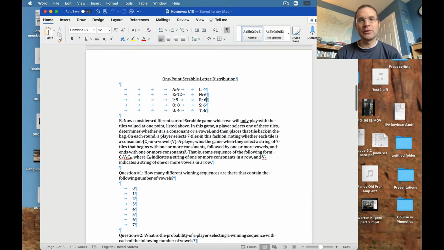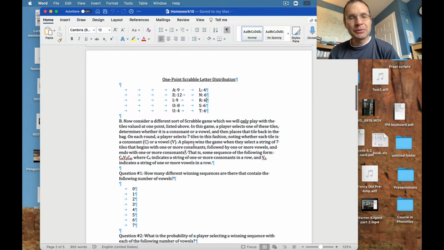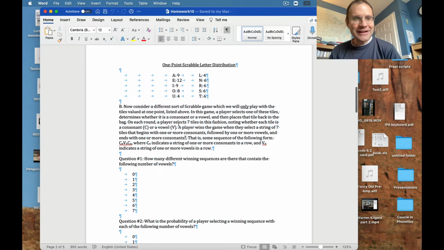In this game, a player will select one of these tiles, determine whether it is a consonant or a vowel, and then place the tile back in the bag. So this is a different game altogether. On each round, or each turn, a player selects 7 tiles in this fashion. Select a tile, figure out if it's consonant or vowel, put it back in the bag, mix it up, select another tile, determine whether it's consonant or vowel, put it back in the bag, so on and so forth. This would probably be a really boring game, but we're going to play it theoretically here.